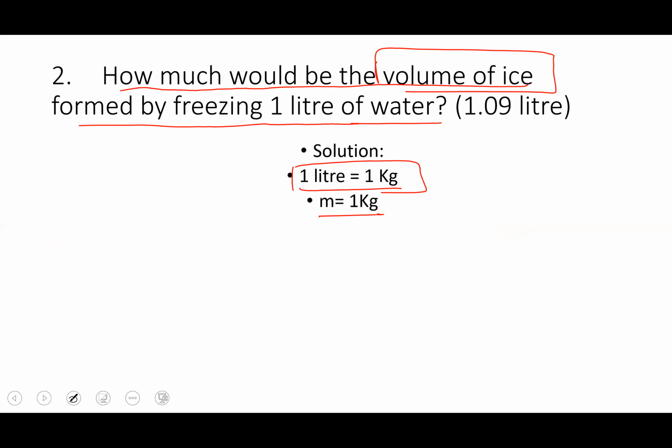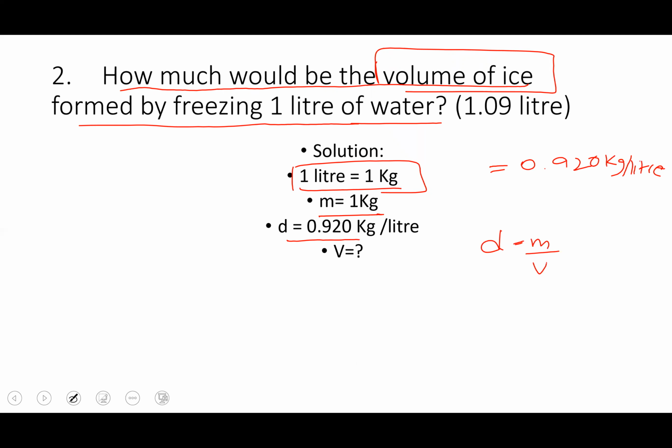And the density of ice is given by 0.920 kilograms per liter, you can say, because that is the volume, liters. Now, in this case, the density which is given to us is 0.92 kilogram per liter. So we have to find the volume now in this case. So as we have the formula D is equal to M over V, now we have to find the V actually. So it will be M divided by D. And we have the mass already, which is 1 kilogram.